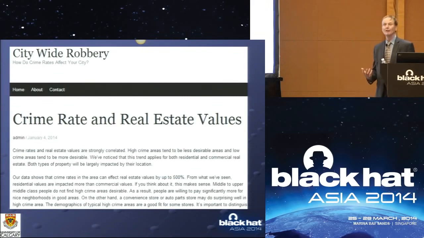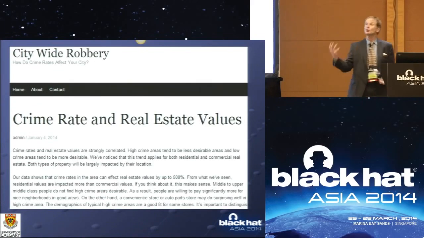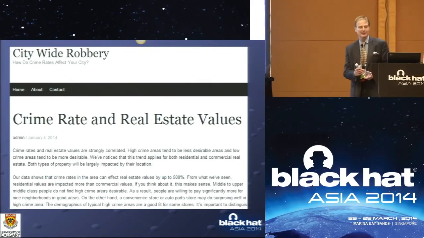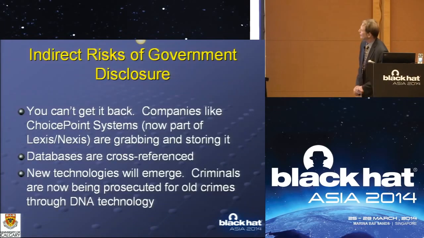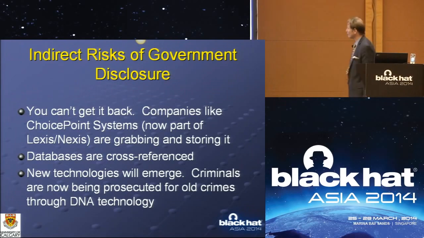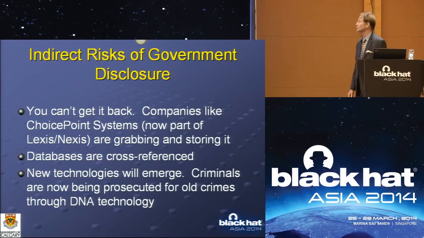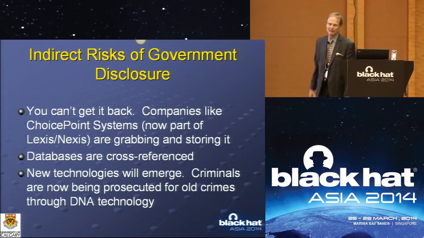So here we have the government, with the best of intentions, putting out a crime map, but doing it not quite right and causing innocent people's house prices to go down. Okay, there are some indirect risks to government disclosure. One of them is you can't get it back. There's a company in Alpharetta, Georgia called ChoicePoint Systems. It's now part of LexisNexis, and they kind of grab everything.